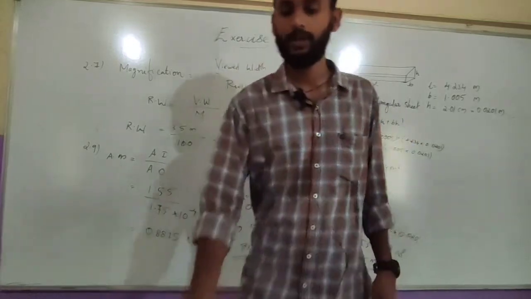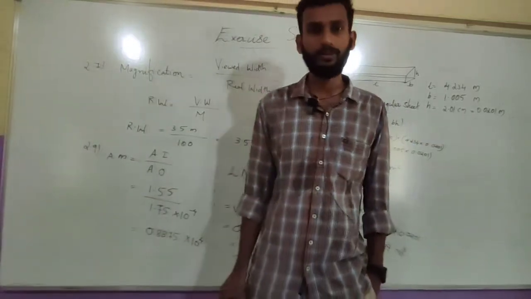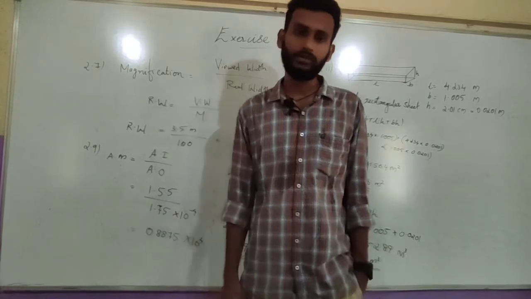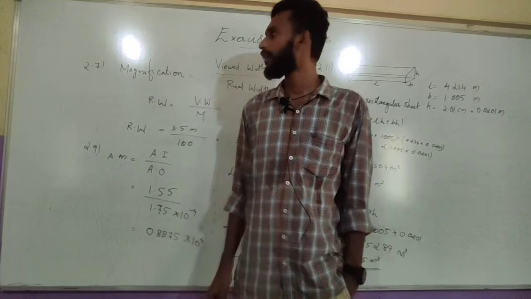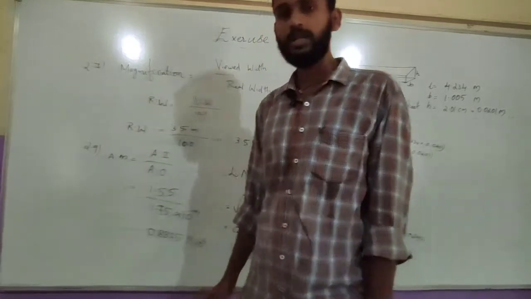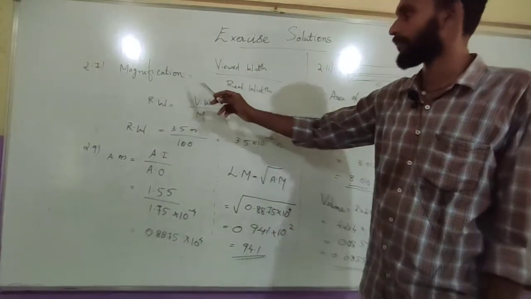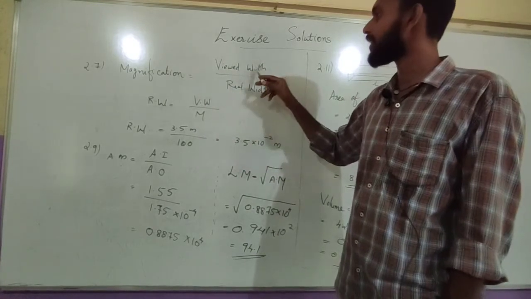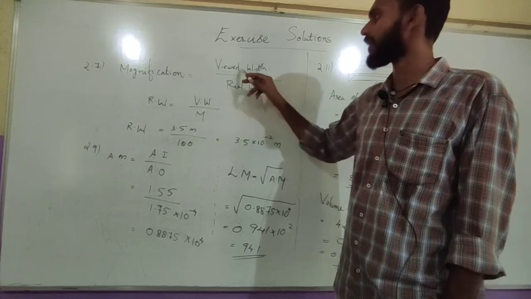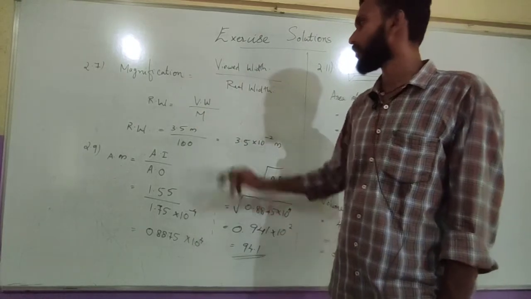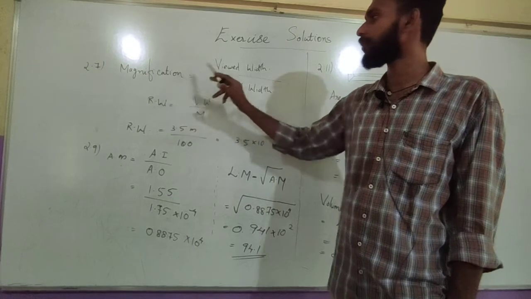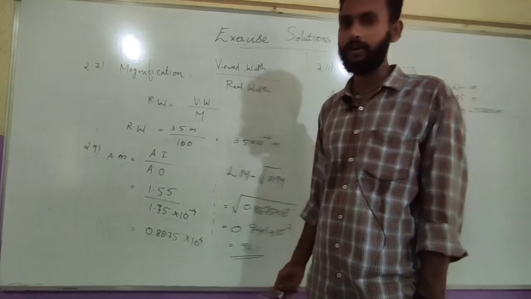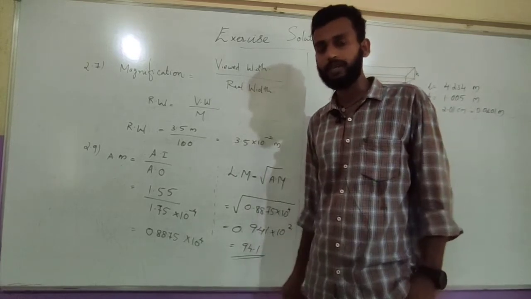The data given is the magnification of the microscope and the observed width or thickness of the hair. The equation for magnification is the viewed width divided by the real width, or the viewed thickness divided by the real thickness. So the real width is equal to the viewed width divided by the magnification. Then you will get the real value of the thickness of the hair.